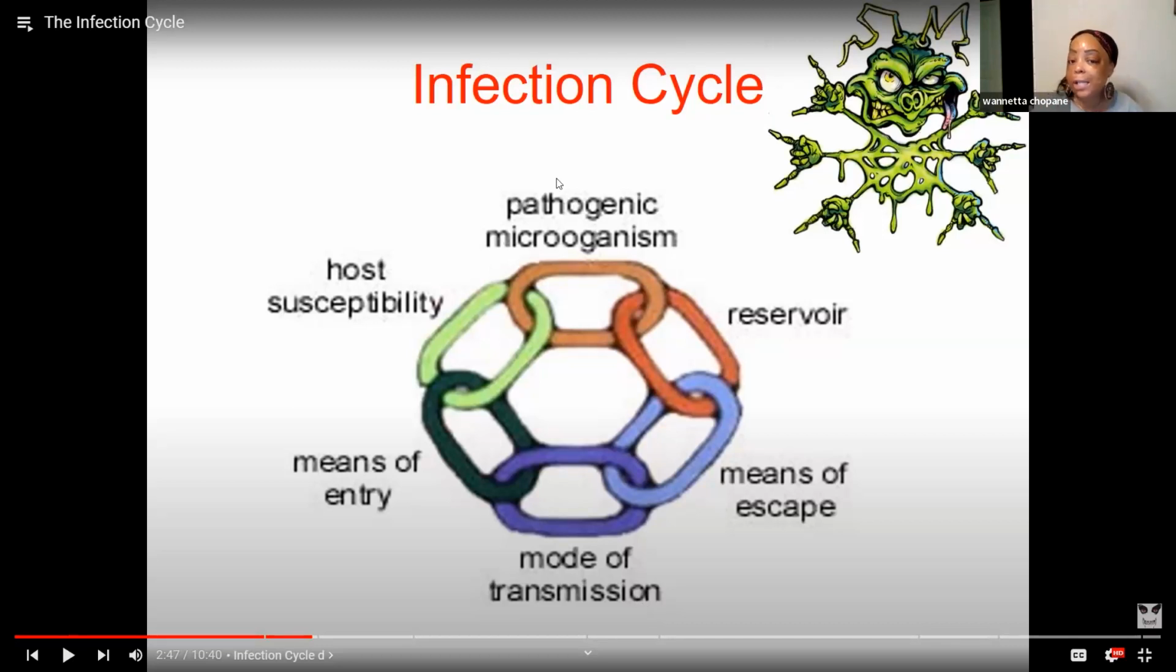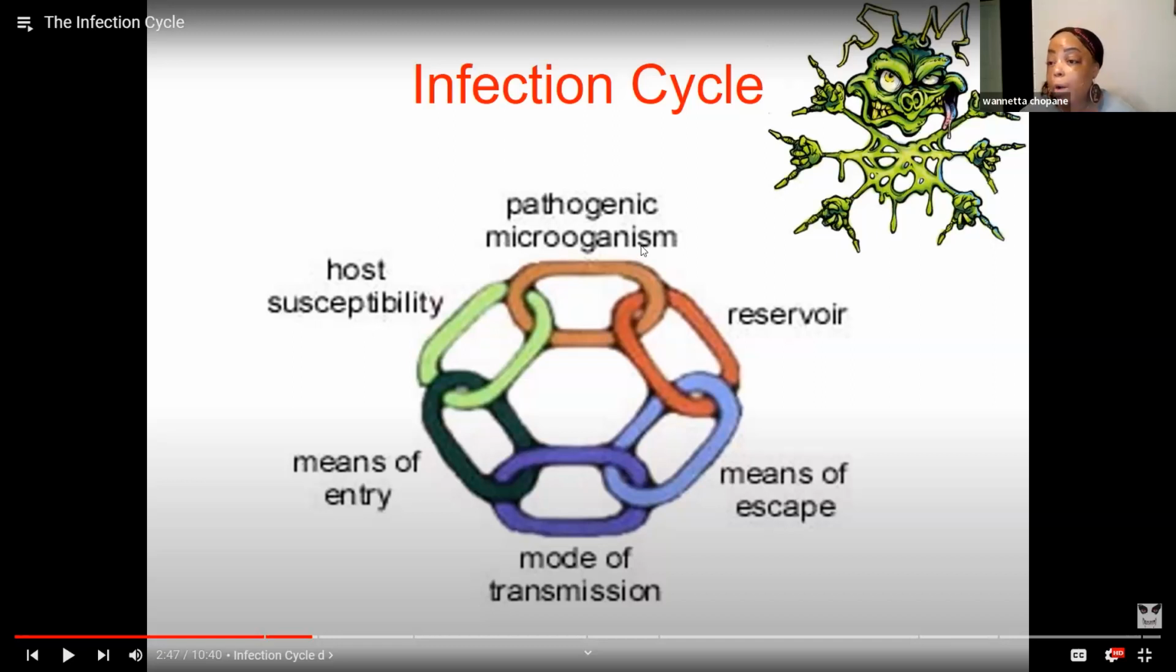So we have six forms of the infection cycle. The pathogenic microorganism has to be somewhere, because that's how a germ is acquired. So then a reservoir, a means of escape, a mode of transmission, a means of entry, and then who is the susceptible person that is going to get sick.